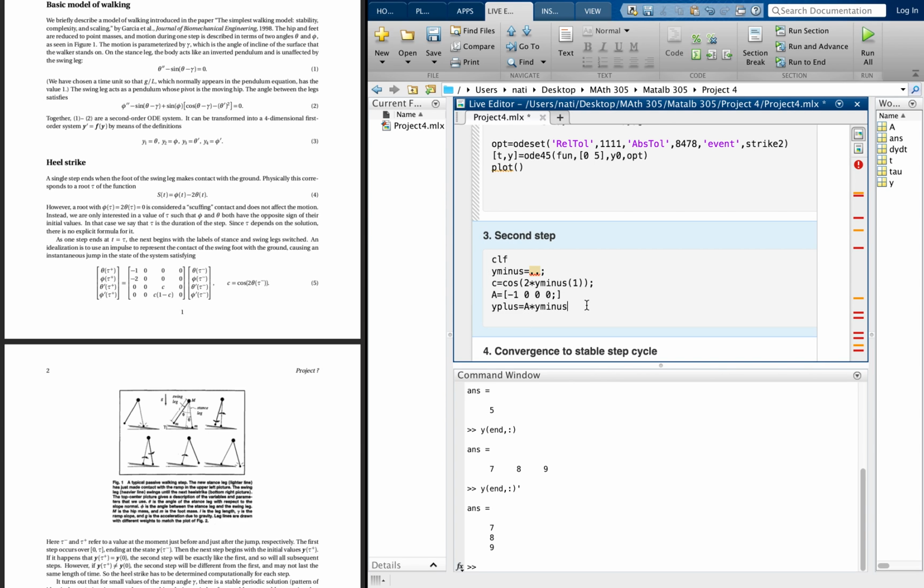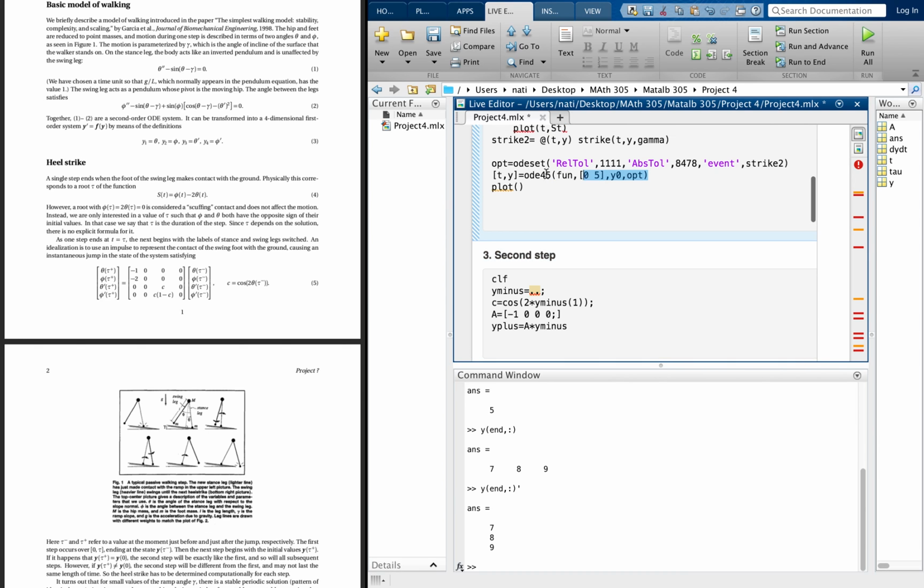You can leave it out because I think they want you to output y plus. I'm not certain, but I think you can leave it without a semicolon. Now, the next thing you do is you run your ODE the same way. So we can go ahead and copy and paste the same ODE here.